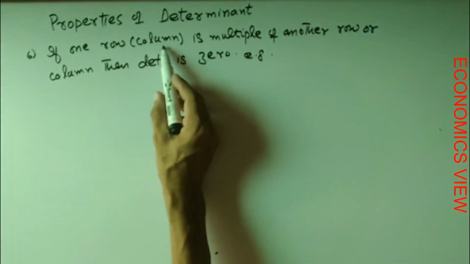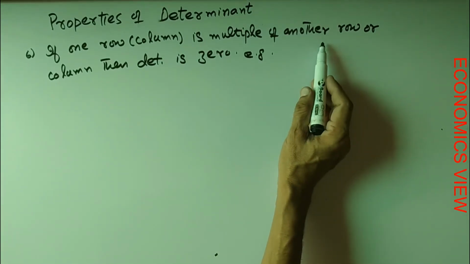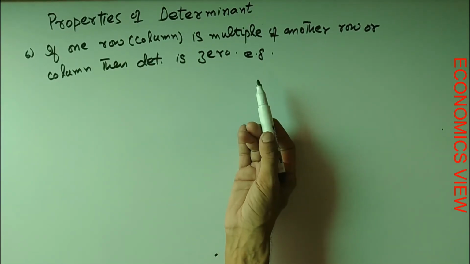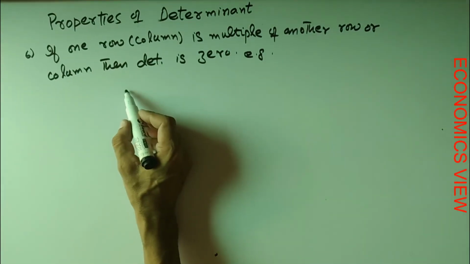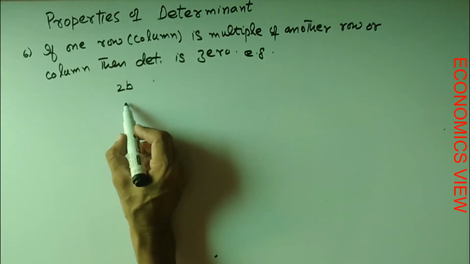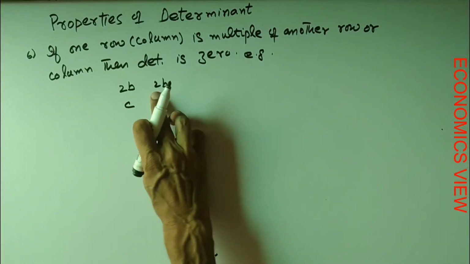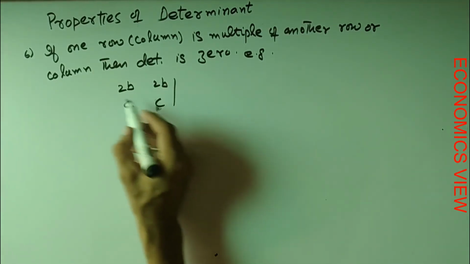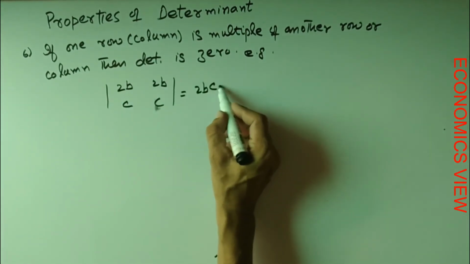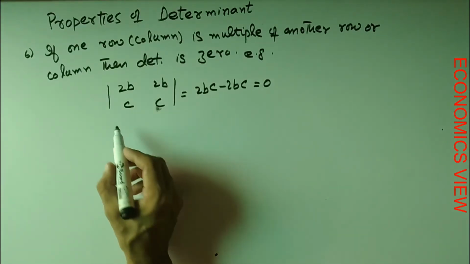मतलब कोई एक रो जो है वो दूसरी रो की मल्टीपल हो, यानी कि सेम हो, दूसरे लफ्जों में सेम हो, तो डिटर्मिनेंट 0 हो जाएगा. हम इसकी एक एग्जांपल ले लेते हैं. लाइक 2b and c. So 2b and 2c and c. So now we can solve it. That is 2bc minus 2bc. So the determinant is 0.